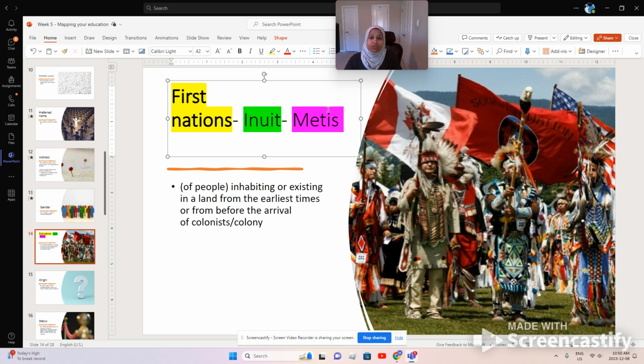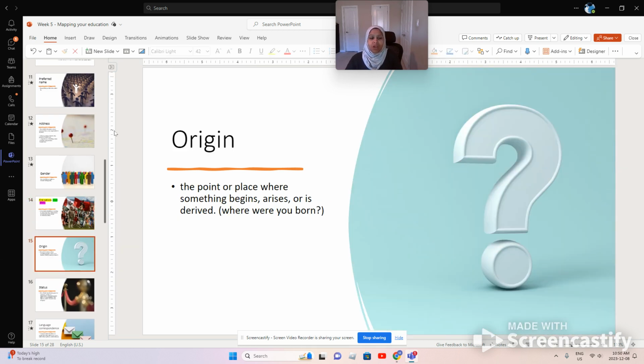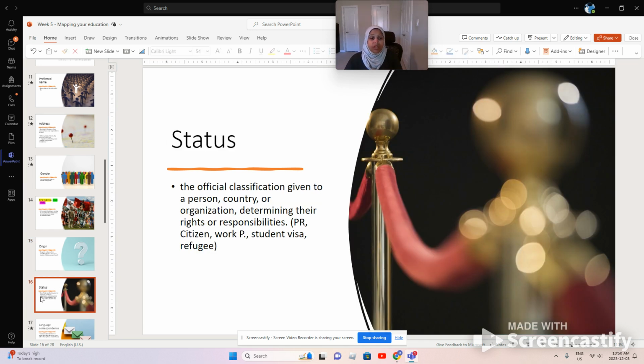Any of these groups are called Indigenous people, and in an application they will be asking you if you belong to an Indigenous group. In my case, no, so it might be your case as well. Origin is where you originated from, so the country where you were born or the country where you spent most of your childhood, where you were born or raised.